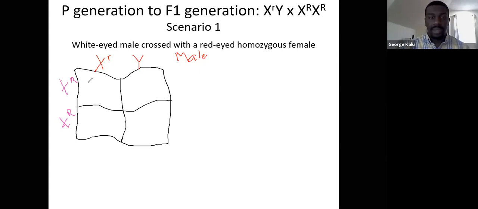Okay. And so in our first box, what would we end up with here? In our top left, we should have X big R, X little r, right? So X big R, X little r. Okay. What about this top right box? Right, we'd have X big R Y. Perfect.